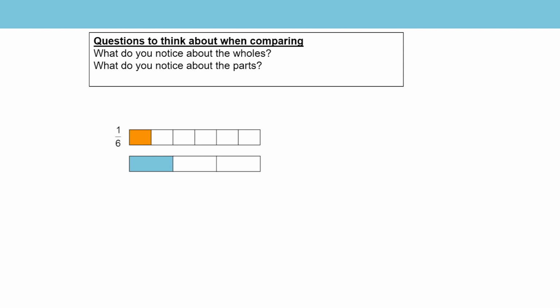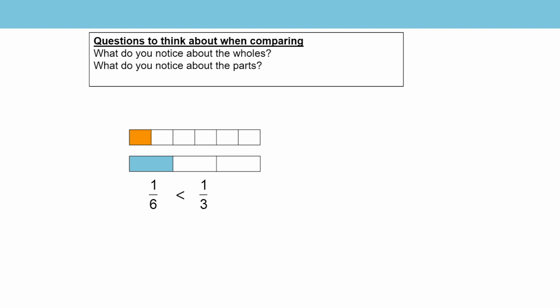Time to check. Did you write down 1/6 for the first area model? You would be correct. The whole is divided into 6 equal parts and 1 part is shaded. Did you write down 1/3 for the second area model? The whole is divided into 3 equal parts and 1 part is shaded. And is this how you positioned your inequality symbol? Fantastic if you did, because 1/6 is less than 1/3.